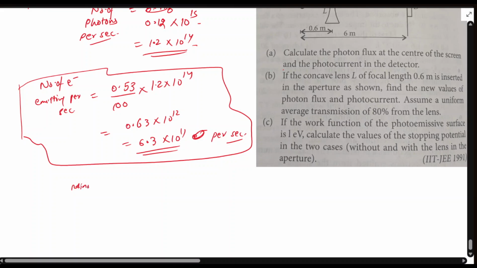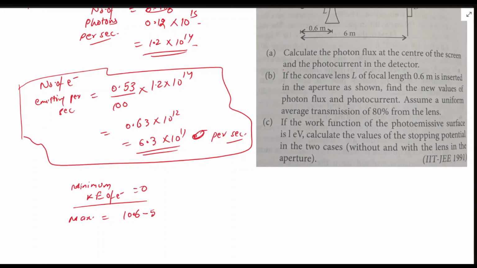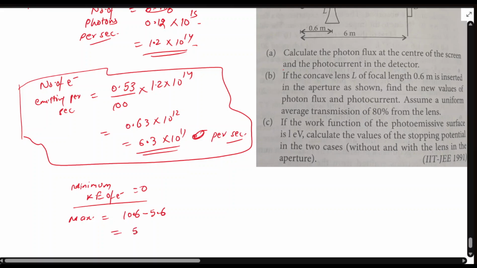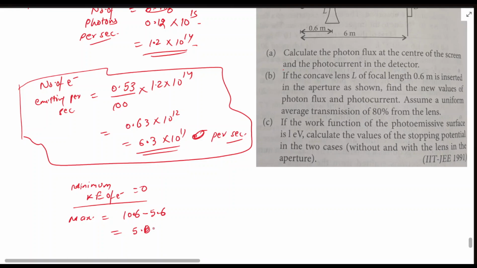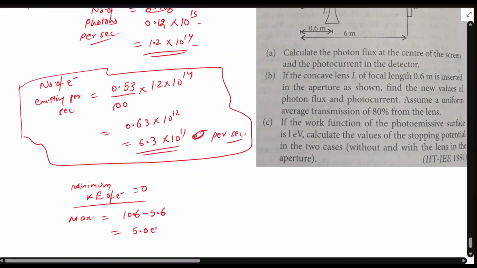So the minimum kinetic energy of the electron will be zero, and the maximum will be 10.6, the initial energy of the photon, minus the work function. The work function was 5.6, so we will get 5.0 electron volt. This will be the maximum energy. Okay, so this was quite easy.